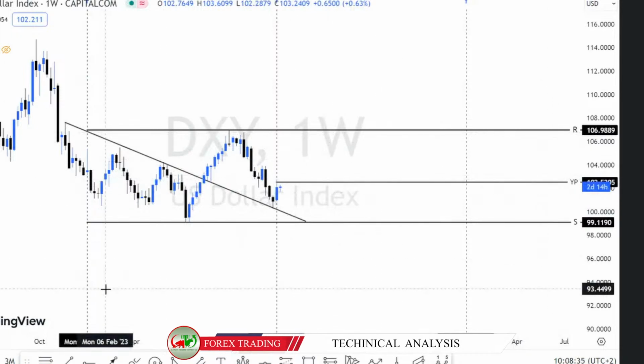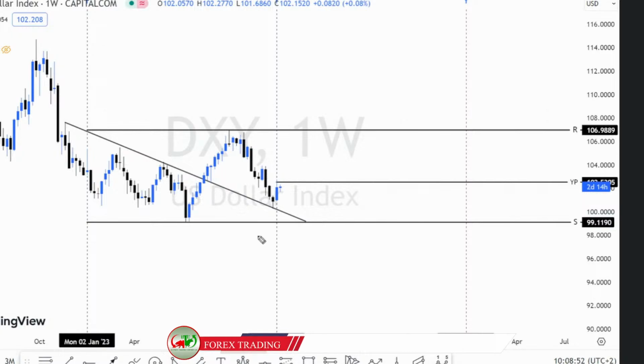And of course, the highest resistance we knew for this year was around $107, and the lowest support we knew for 2023 was $99.11. So these are the important areas of value we are going to take care of during 2024.